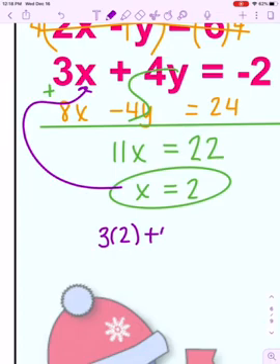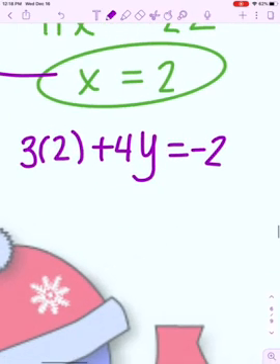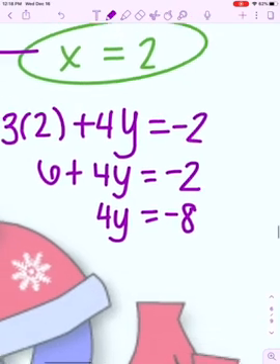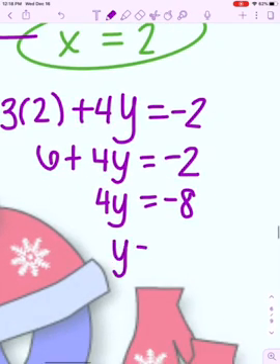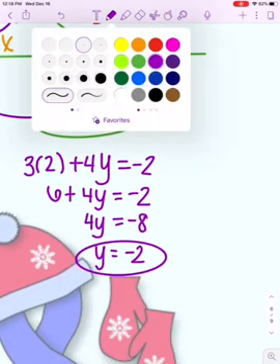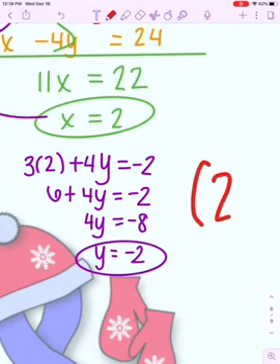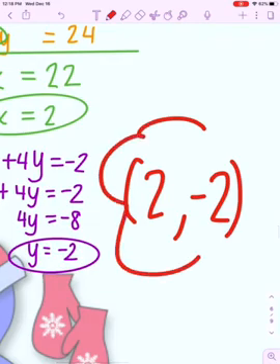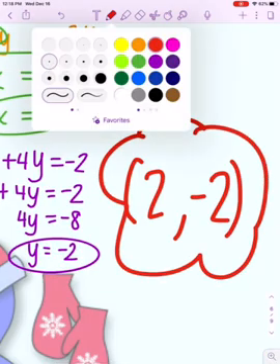I'll do it here. So 3, we now know x is 2, plus 4y equals negative 2. And now you solve. So 3 times 2 is 6. To move a positive 6 over, you subtract it. So negative 2 minus 6 gives you negative 8. Dividing by 4, which gives you negative 2. So your final answer, x was 2 and y was negative 2.